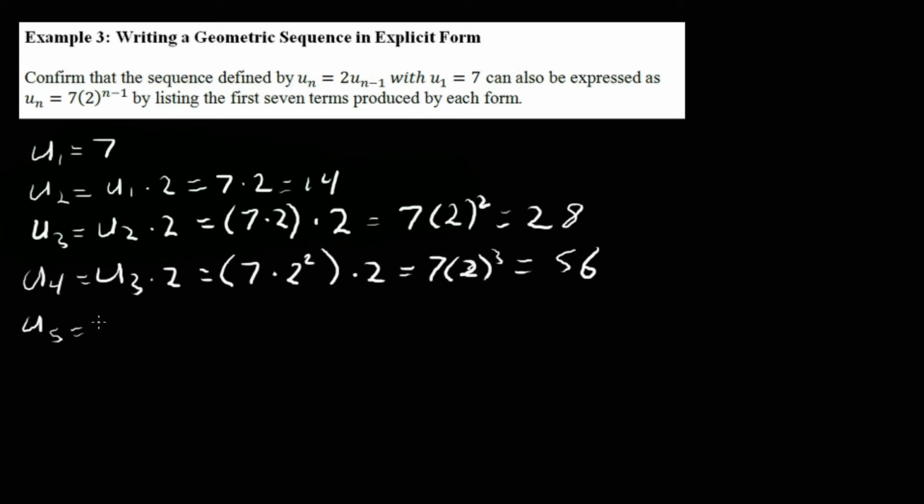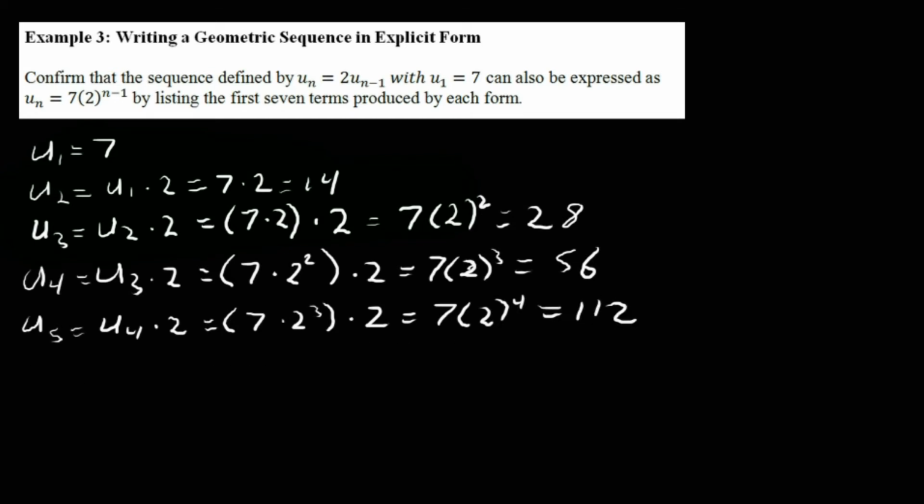U sub 5, well, that's our fourth term times 2. Our fourth term was 7 times 2 cubed. We're going to multiply that by 2, and that's going to give us 7 times 2 to the fourth power, which is 112.